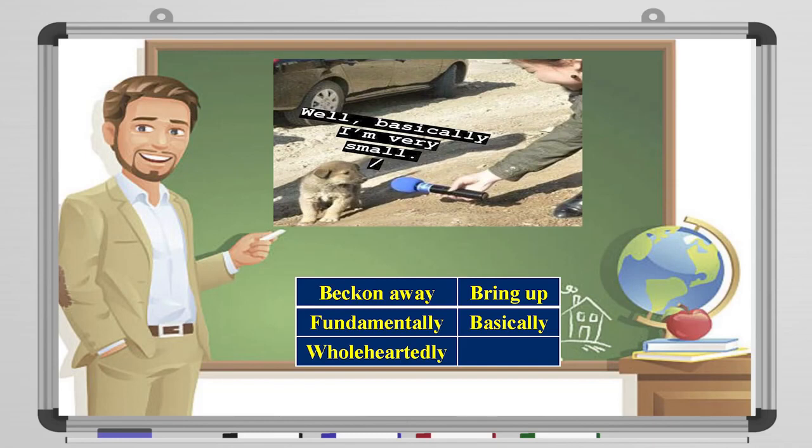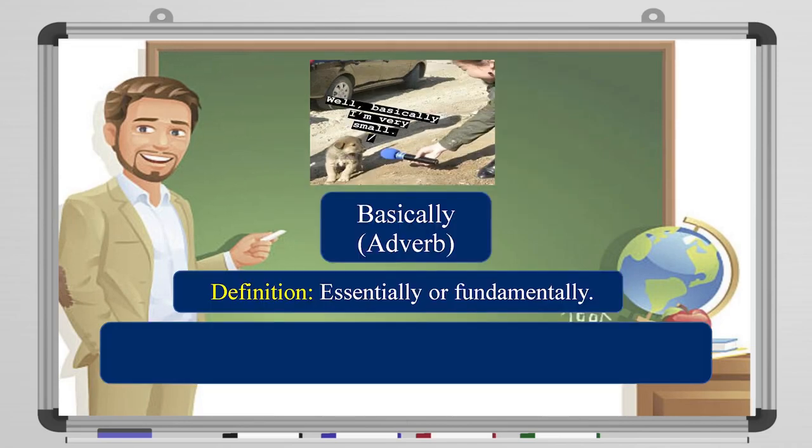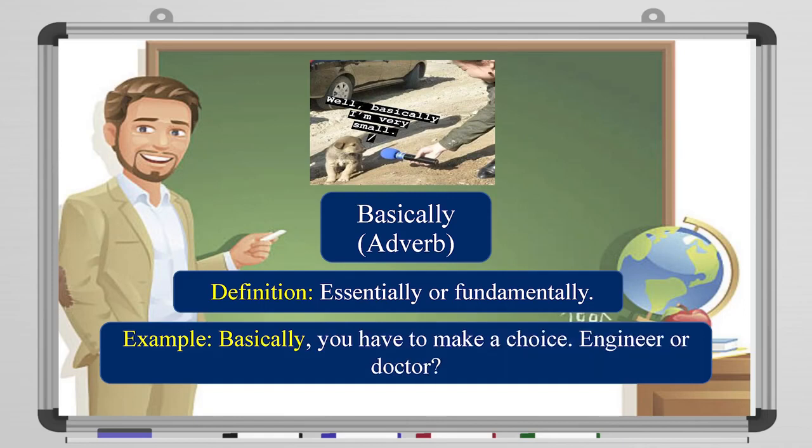Did you get that one? Well, the word is basically, and basically is an adverb. Basically means essentially or fundamentally. Okay? So it's essentially that way, or it's fundamentally like that. So the example is, basically you have to make a choice. At the end of the day, you have to make a choice.